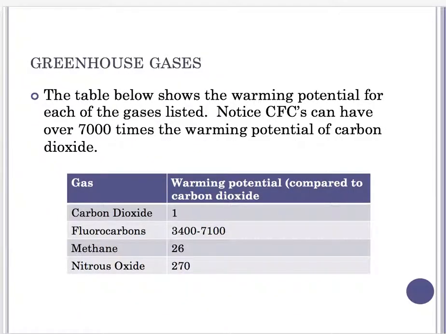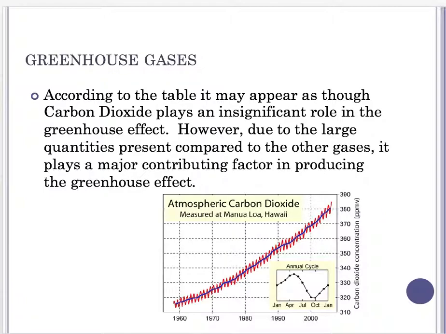This table shows the warming potential for each of the gases listed. Notice that the CFC is over 7,000 times the warming potential of carbon dioxide. According to the table, it may appear as though carbon dioxide plays an insignificant role in the greenhouse effect. However, due to the large quantities present compared to the other gases, it plays a major contributing factor in producing the greenhouse effect.